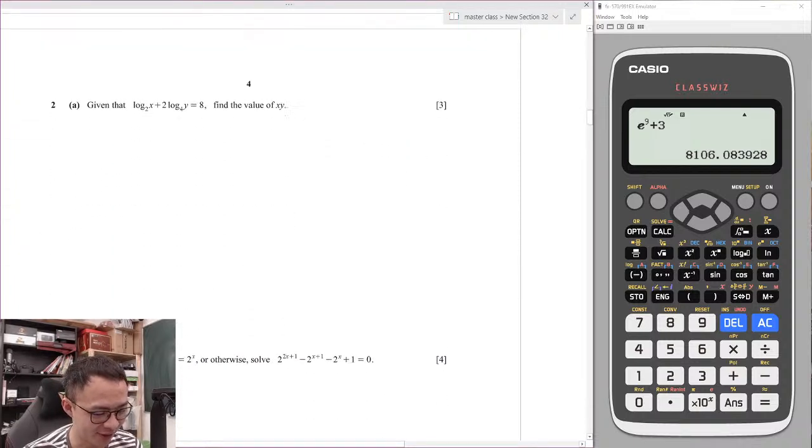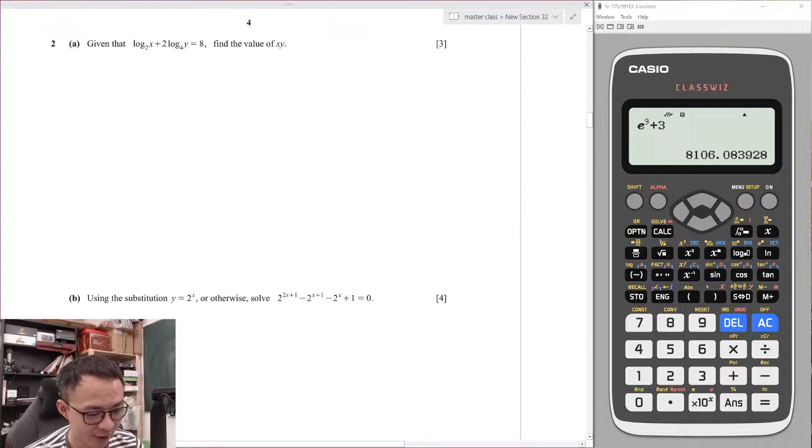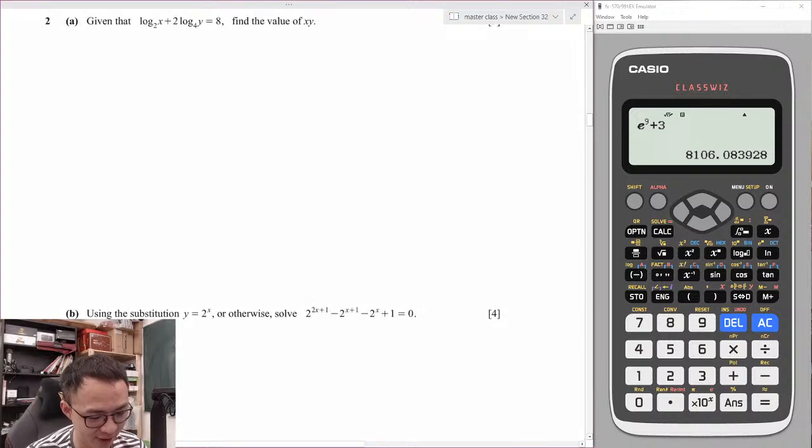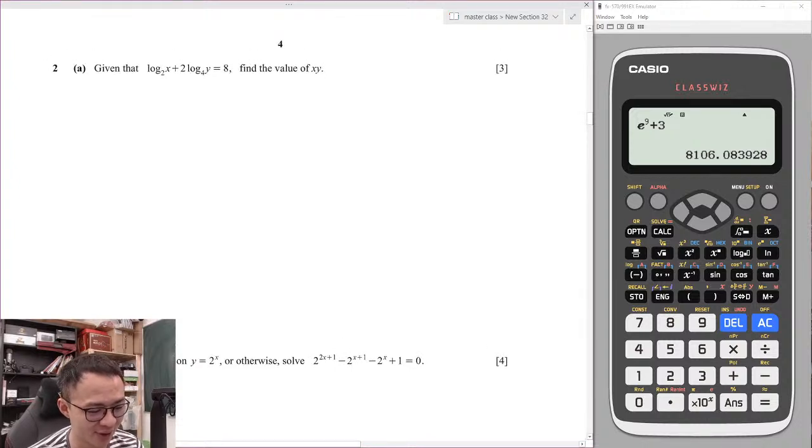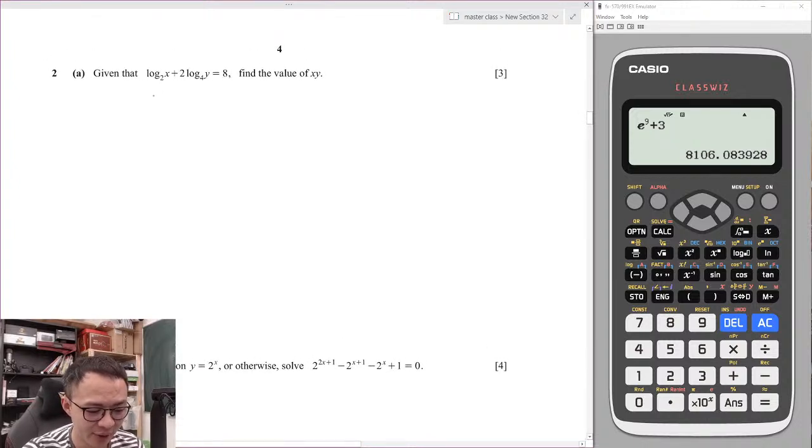Alright, let's continue with number 2. Okay, I hope you can see the question, or you want me to zoom bigger a little bit? Yeah, because some of you might be using phone, so you will not see so clear here. Okay, so log 2x plus 2 log 4y equals a. Find the value of xy.